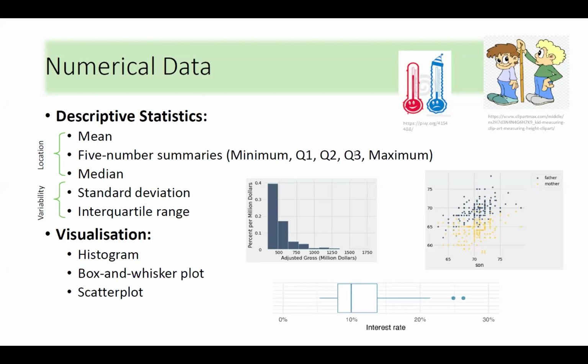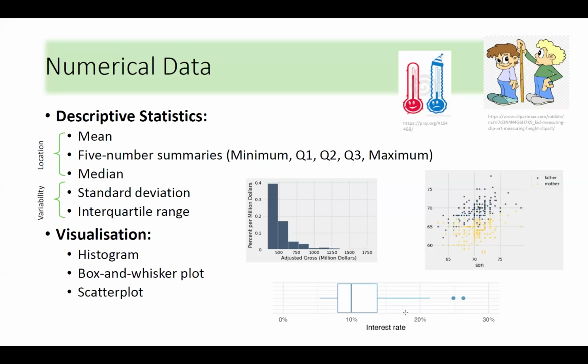Then the other statistics is measures of variability. So this is how spread out is my data. Okay, so that is the standard deviation, and then another way is also the interquartile range. Then these plots or this data can be visualized with either a histogram, a box plot, or a scatter plot. So this is the example of the histogram, the box plot here at the bottom, and then the scatter plot.